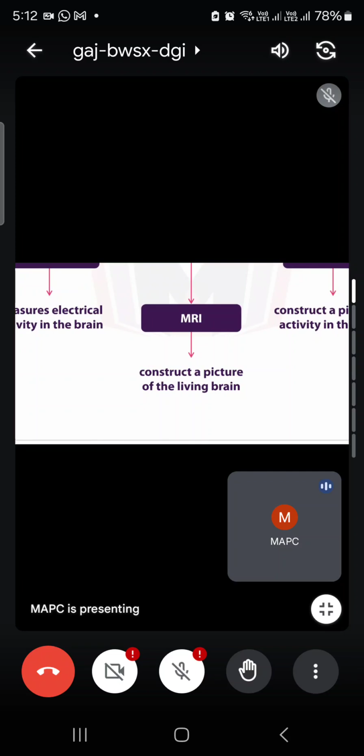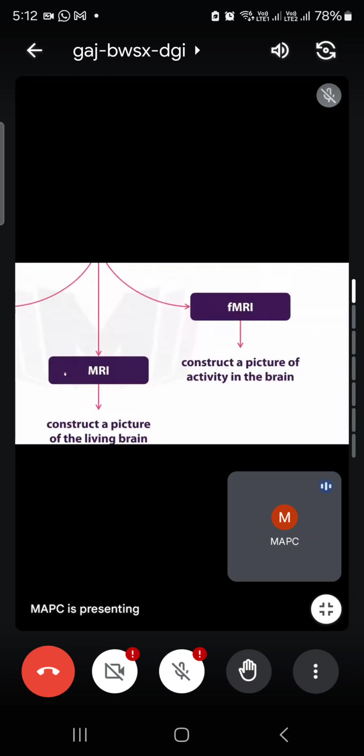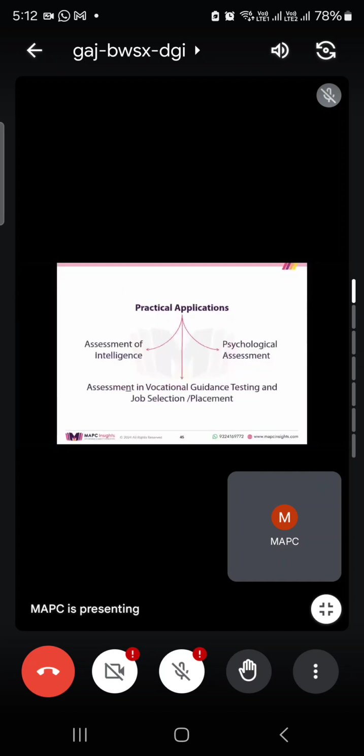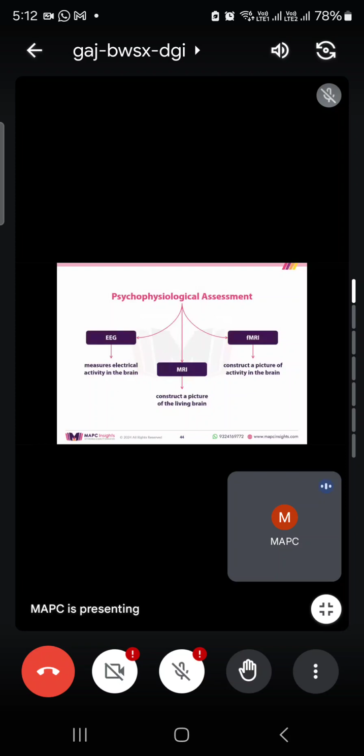MRI constructs the picture of the living brain. It checks the current status of the brain. fMRI, F stands for functional. So it constructs a picture of activity in the brain. In MRI, it constructs a picture of a living brain, and in fMRI, activity in the brain is captured. I think in the next presentation I'll put the picture.